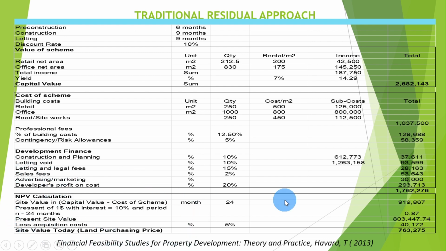So the total cost is 1.7 million. The MBV calculation is the net between the capital value here, 2.6 million, minus 2.7 million, which is equal to 919,000 something. But the future value is not our present value.